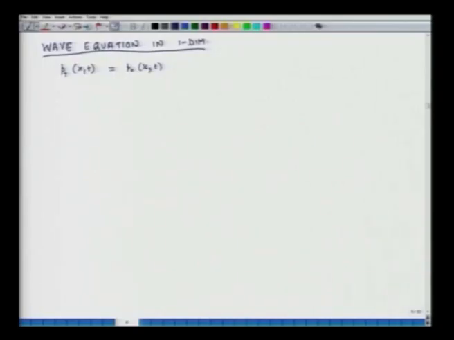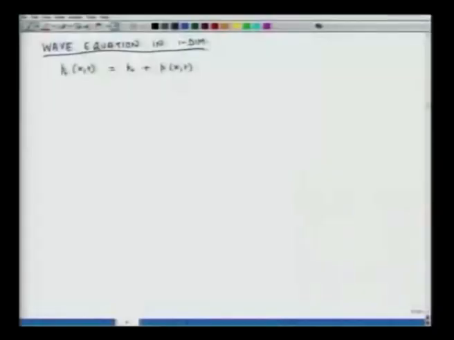P 0 plus some disturbance which is dependent on x and t. So, once again here I am saying essentially that P 0 does not change with time and x, because it corresponds to standard atmospheric pressure, which is approximately 10 to the power of 5 newtons per square meter. So, that is the relation for pressure.